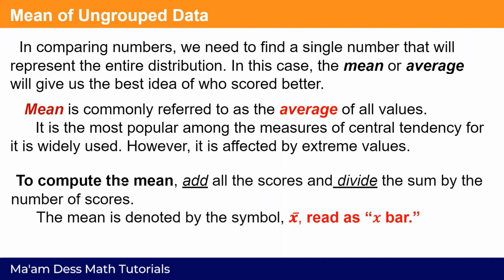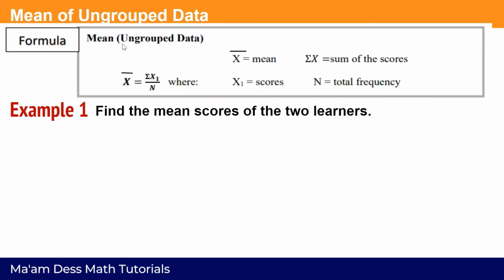To compute the mean, add all the scores and divide the sum by the number of scores. The mean is denoted by the symbol x bar. Again, how to compute the mean? Add and divide the sum by the number of scores. Next, the formula: x bar, this is the mean, is equal to the sum of the scores over n. Next, let us find the mean scores of the two learners.